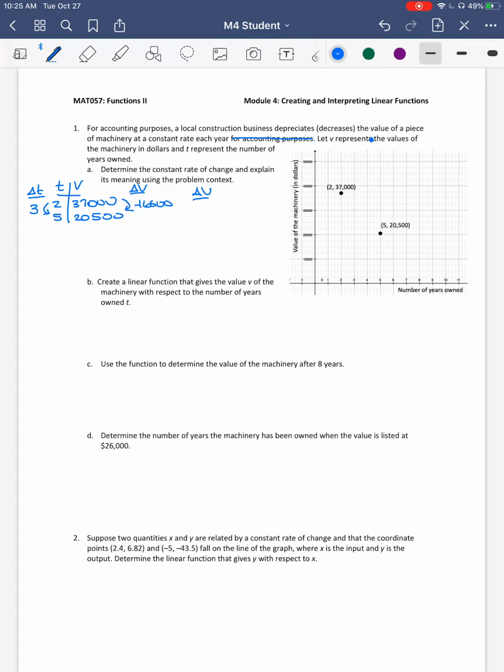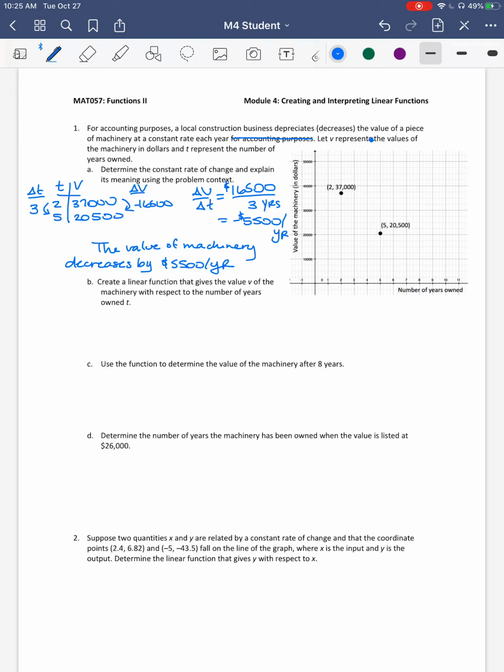And so my change in value over change in time is going to be negative 16,500 over 3. Really, the units there are dollars and years, so when I get this, the units are going to be dollars per year. And that tells me the main meaning: we would say the value of the machinery decreases by $5,500 per year.